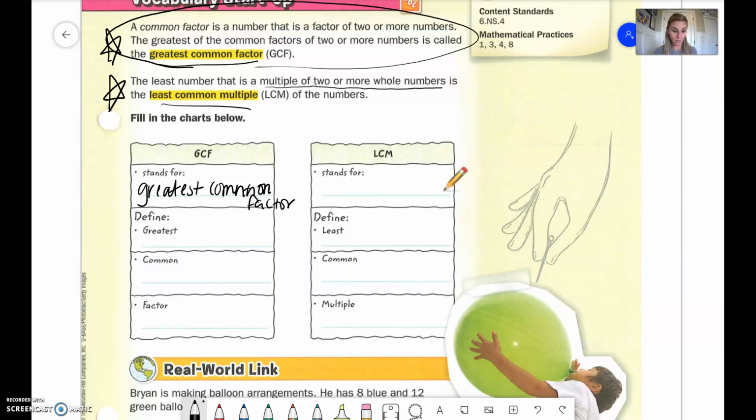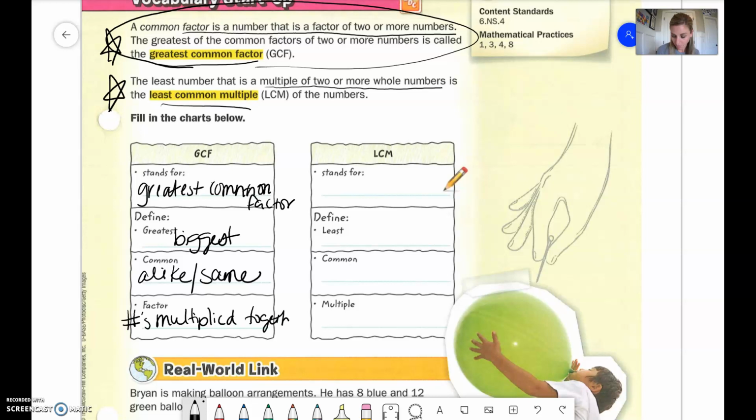All right, greatest. Well, we know the greatest means the biggest. Okay, the largest, anything that we can think of. Common, well, if you have something in common with someone, you have something that is alike, otherwise known as the same. So you see how I wrote both words, alike or the same, doesn't matter. And factor, we learned up here that a common factor is a number that is a factor of 2 or more numbers. Okay, the greatest common factor, so a factor is, so we are multiplying numbers, and I'll abbreviate, numbers multiplied together to get a number.